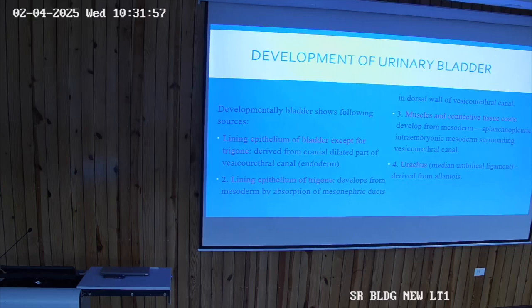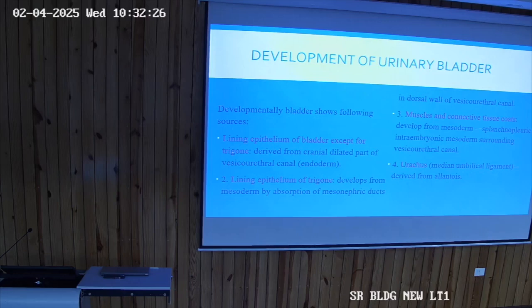And wherever the smooth muscle part comes, you need not think again. It is derived from which plate of the lateral plate mesoderm? Splanchnopleuric. Wherever smooth muscle comes, it is the splanchnopleuric plate of mesoderm. So the connective tissue and smooth muscle of the bladder are derived from the splanchnopleuric layer of lateral plate mesoderm. Then the trigone is the mesonephric part of the intermediate mesoderm, so it is derived from the mesoderm part.